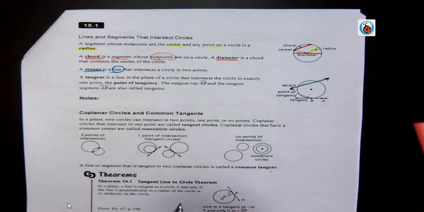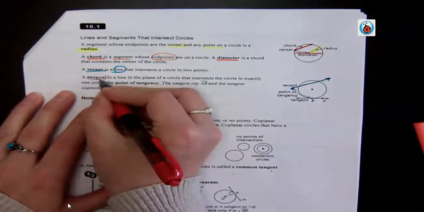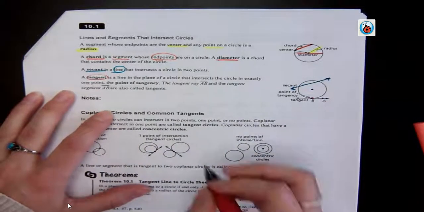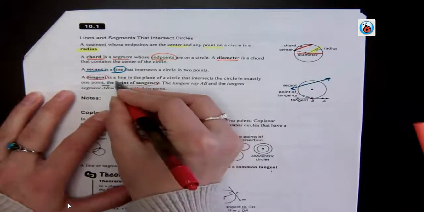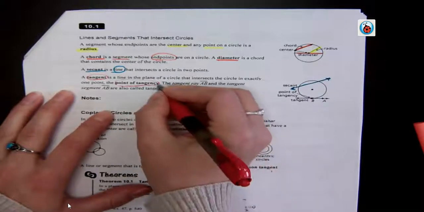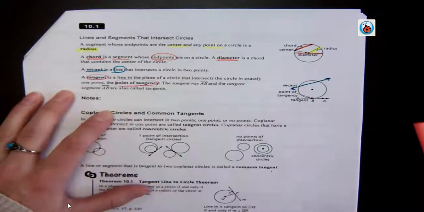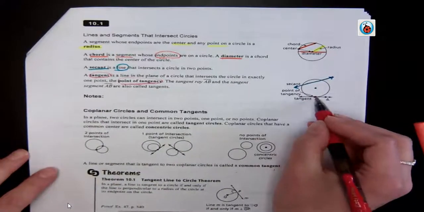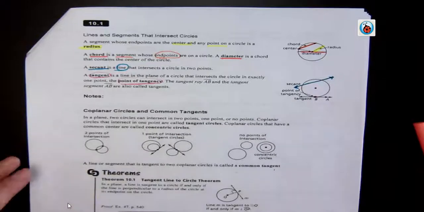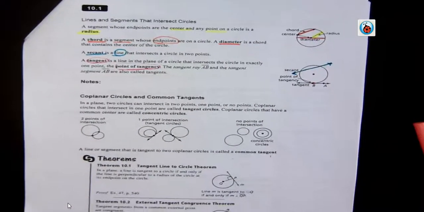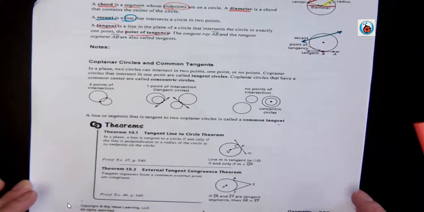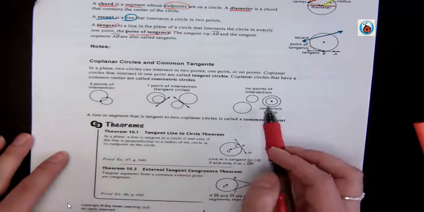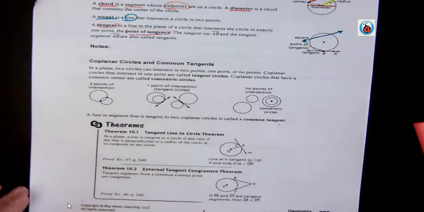And then tangent is something we use a lot. A tangent is an outside line, and it just touches the circle at one point, which is called the point of tangency. And it can also be a ray or a segment. Alright, coplanar circles just means they overlap at 2 points, 1 point, or they are concentric circles that don't overlap.